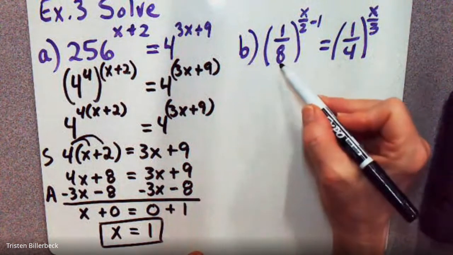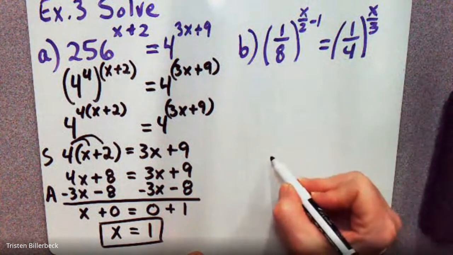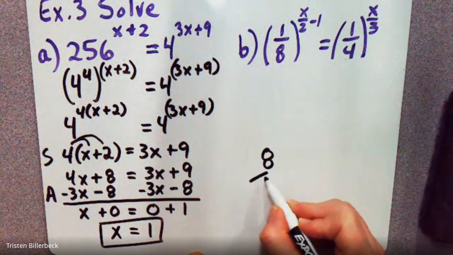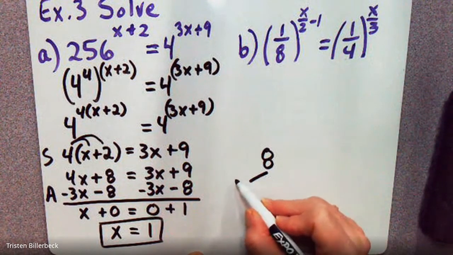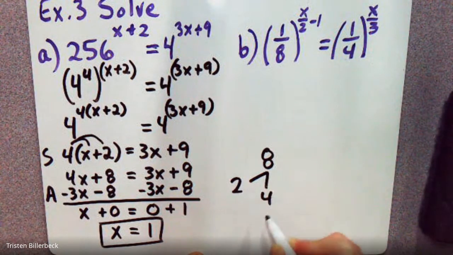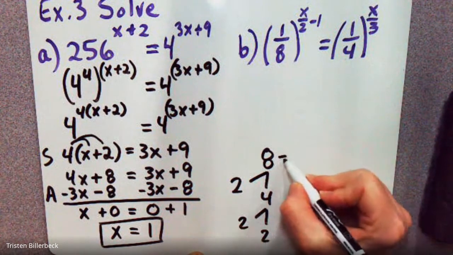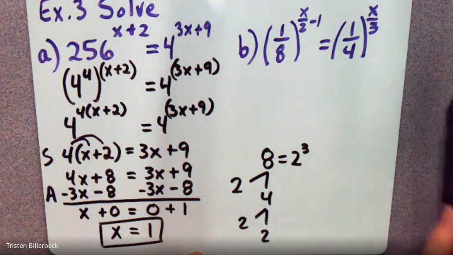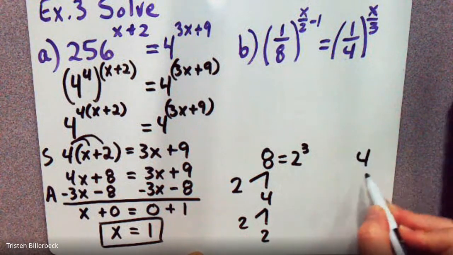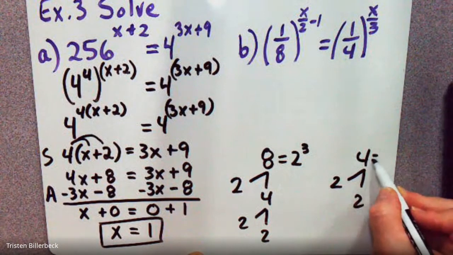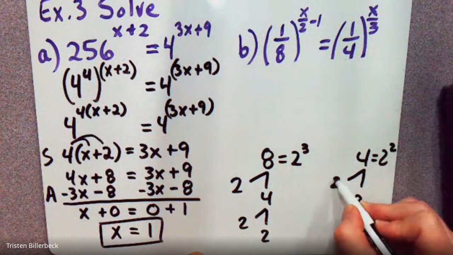Okay. So we have to look at, well, what is 8? And 8, let's do a prime factorization tree. So we're going to take 2 out. We have 4. We have 2, and that's 2. So we find that 8 is 2 to the third. When we prime factorize 4, it's a lot easier. It's just 2 and 2. So 4 is 2 squared.